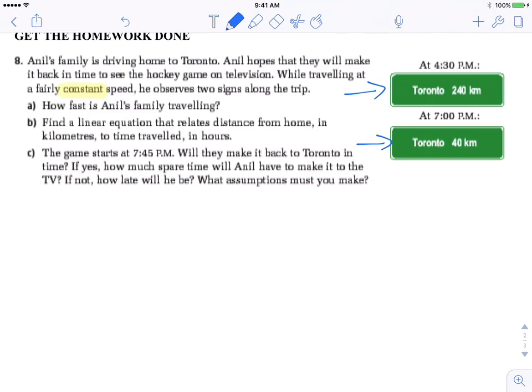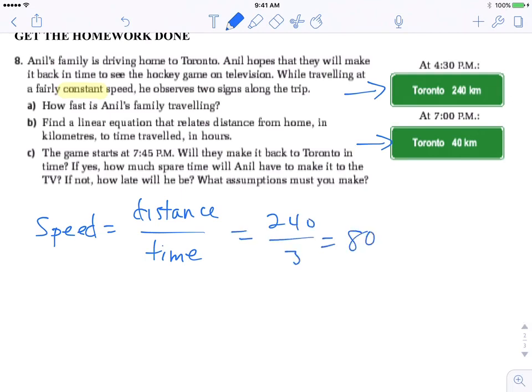Well, we know that speed is equal to distance over time. So the distance you travel over a certain period of time can tell us how fast you are going. For example, if you travel 240 kilometers in 3 hours, then we can say that you are traveling at approximately 80 kilometers per hour. In this case, we know that Anil's family were at a distance of 240, and then they were at a distance of 40 kilometers away.